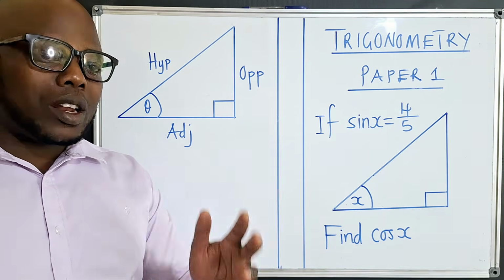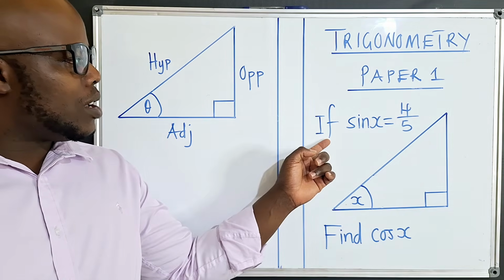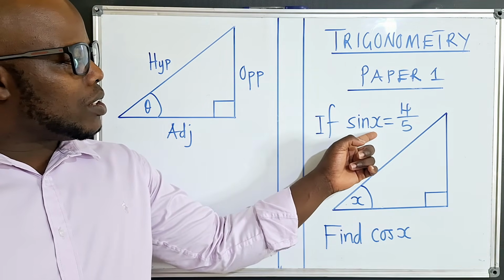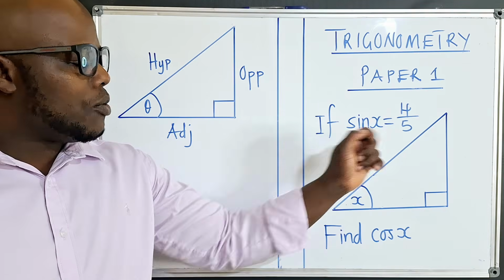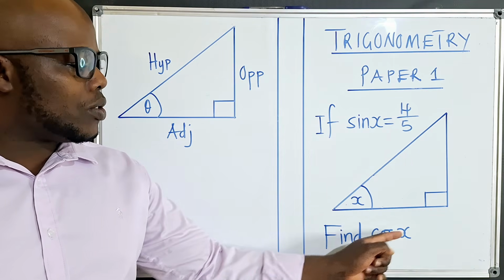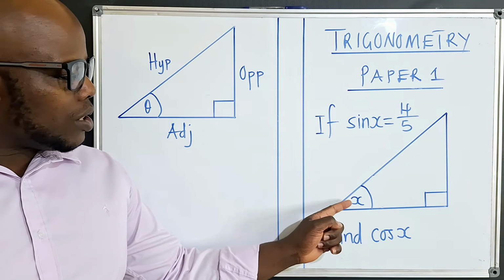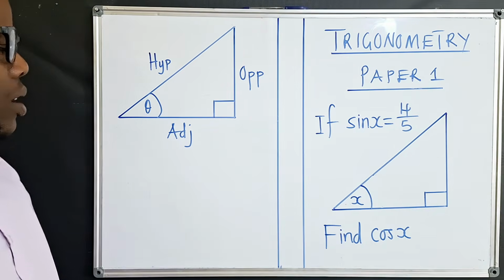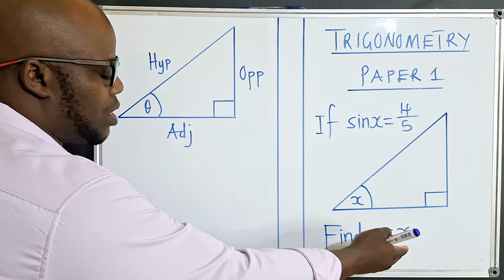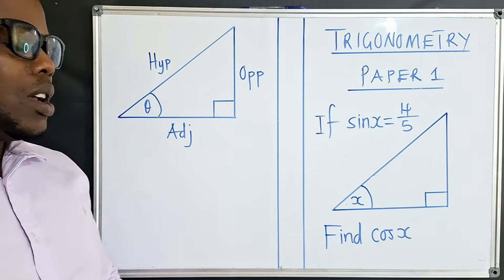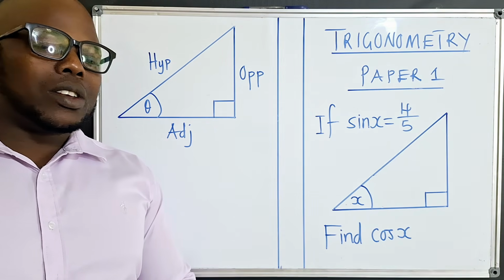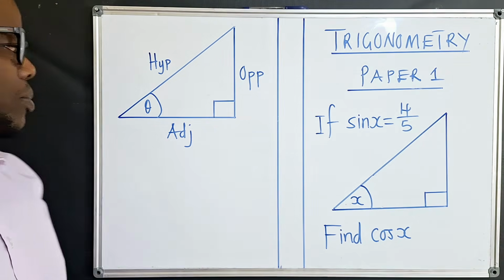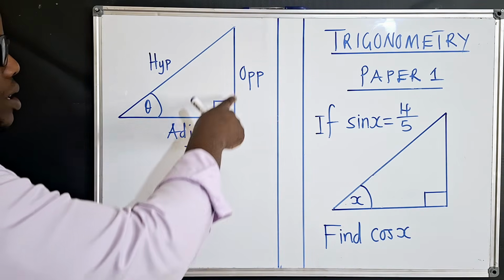We've been given that sine x is equal to 4 over 5, find cos x. So you can see x is right over here, and to find the value of cos x, we need to understand some basic things right here.